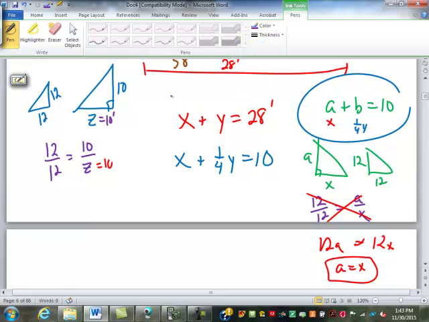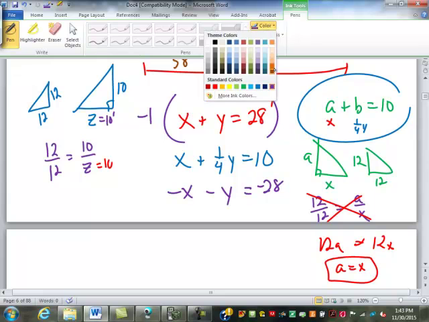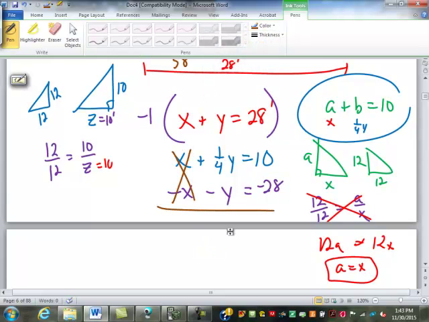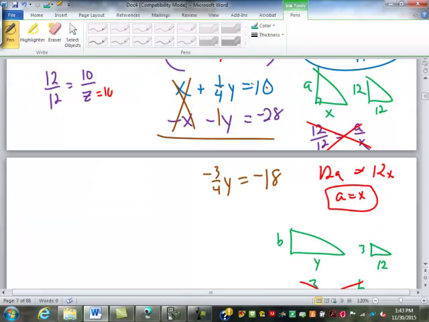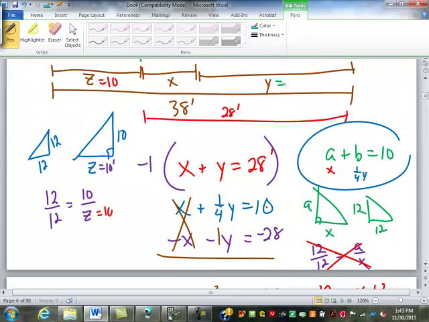I'm going to multiply this equation by a -1 to give me negative X plus negative Y equals negative 28. And I'm going to add. X and negative X cancel out. 1/4 Y and negative 1Y is a negative 3/4 Y. 10 and negative 28 is a negative 18. Everybody, any questions so far? We divide by negative 3/4. Get that Y equals 24. So Y is 24 and X is 4.